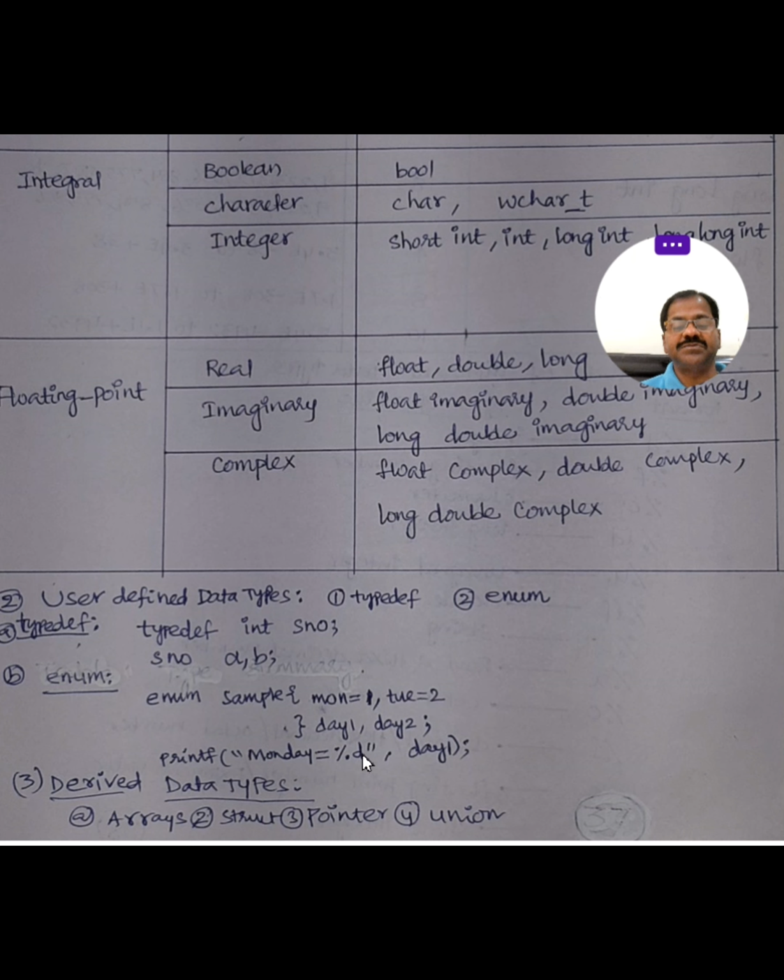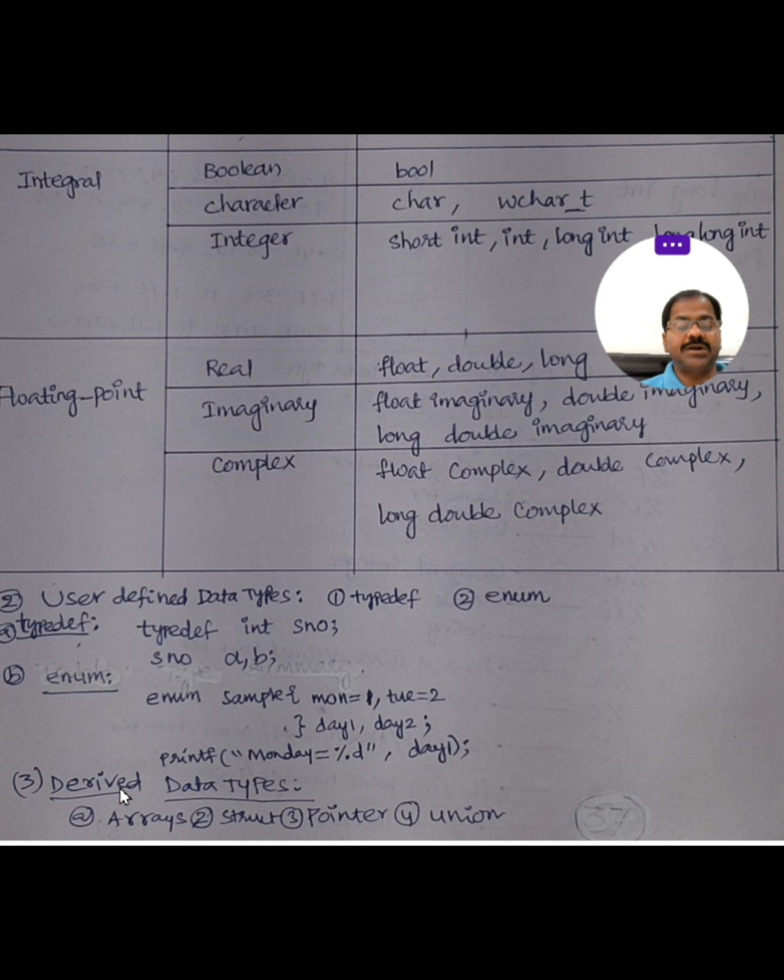You see here printf Monday is percentage d, day 1. Here this Mon is equal to 1 will be defined in day 1. If I mention day 1, then that Mon value 1 will be displayed here. Monday is 1. Why? Because this constant value will be represented with these variables. Day 1, day 2 are the variables. These Mon and 2 are constant values. With these variables we can display those constant values. Here Monday is equal to 1. This Mon 1 will be assigned to day 1. Tue is 2 will be assigned to day 2.